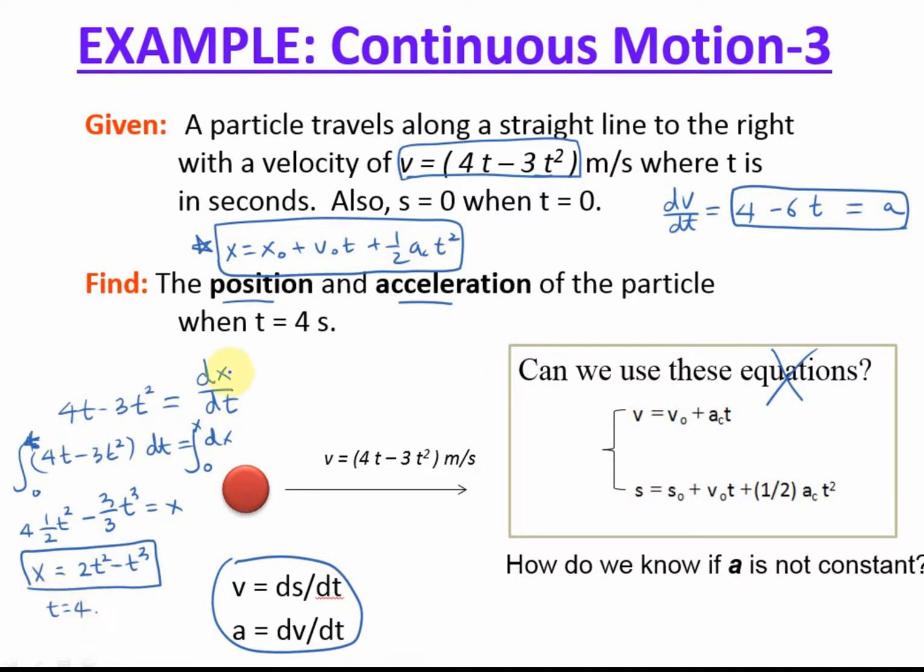And then this one asks for the acceleration. We already got the acceleration here. So when time is equal to 4, your acceleration is negative 20 meters per second square. Right? So your acceleration is negative, so your object is actually being decelerated.